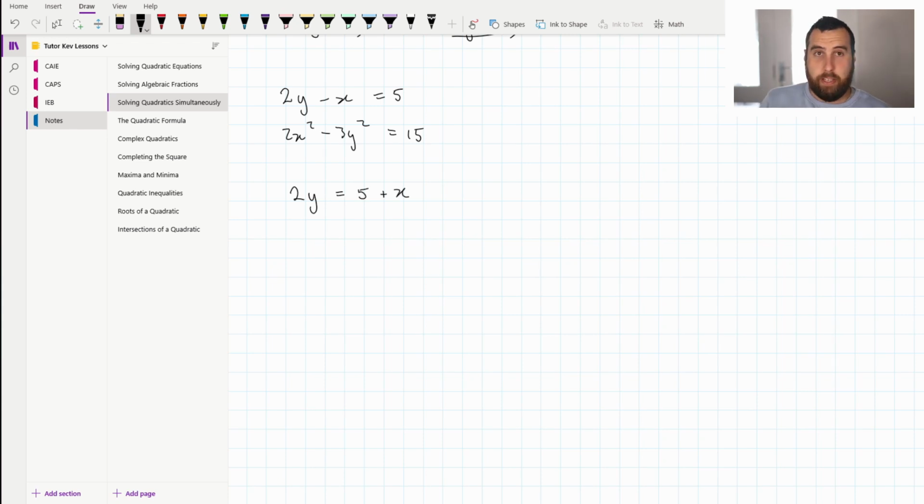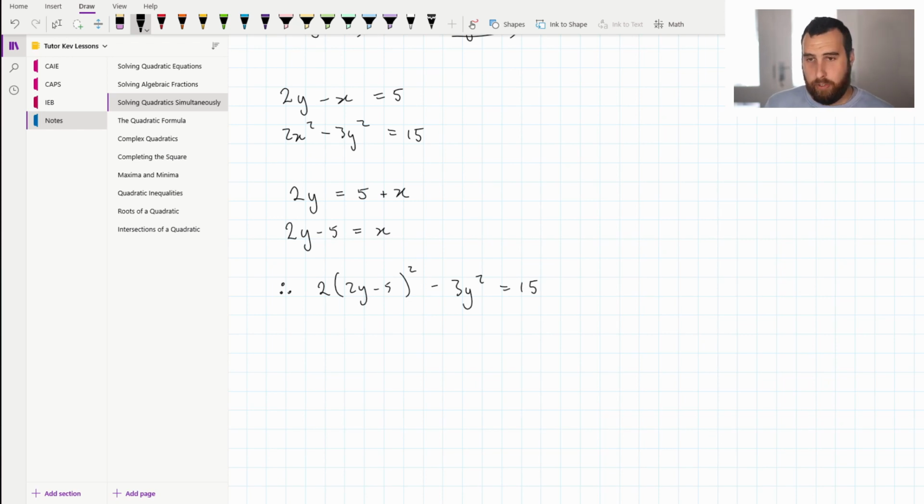Right, so I've added x to the other side, and now I'm going to subtract 5. So that's going to give me 2y minus 5 equals x. So here I have 2y minus 5 equals x being the subject, and 2y minus 5 is what I'm going to substitute in for the place of x in the other equation. Therefore, I'm going to use brackets. So I'm going to have (2y minus 5) squared minus 3y squared equals 15.